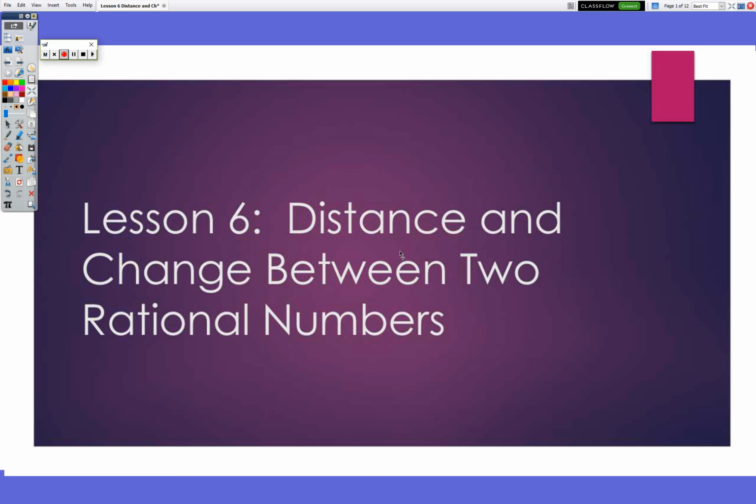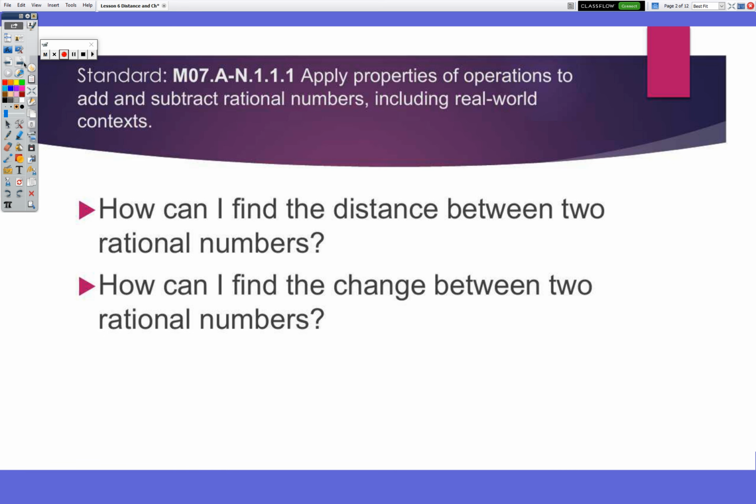All right, today's lesson 6 is called Distance and Change Between Two Rational Numbers. This is based on the same standard that we've been working on, which is apply properties of operations to add and subtract rational numbers, including real-world contexts. We're going to be able to answer the questions, how can I find the distance between two rational numbers, and how can I find the change between two rational numbers?